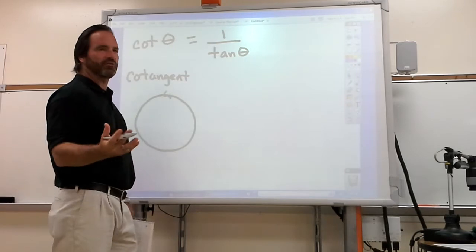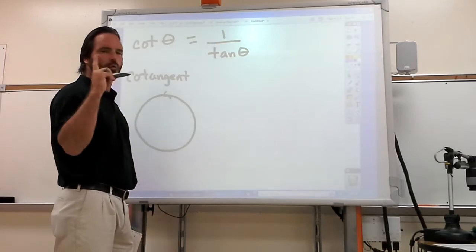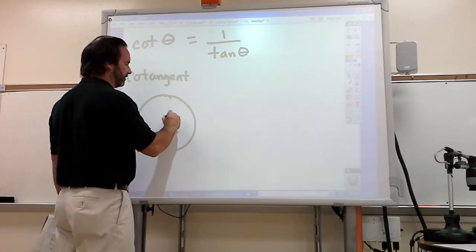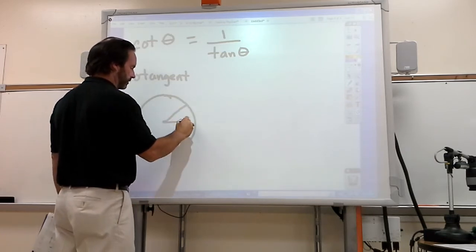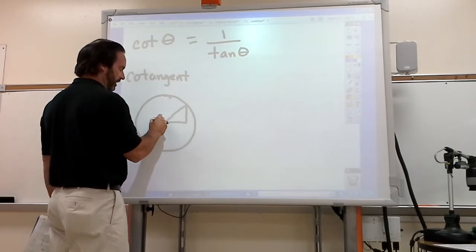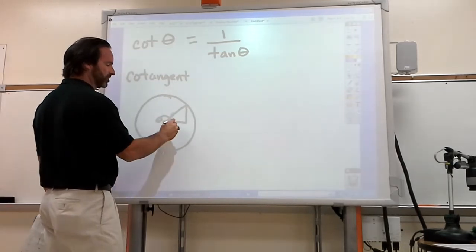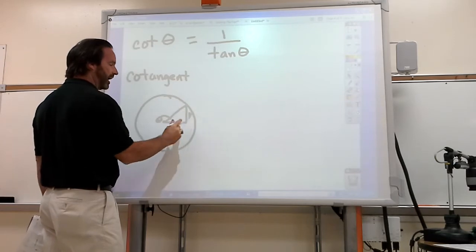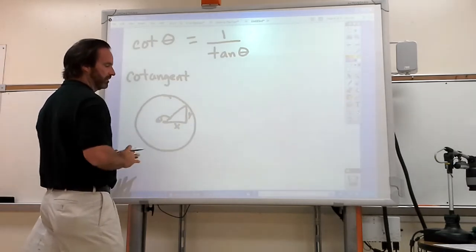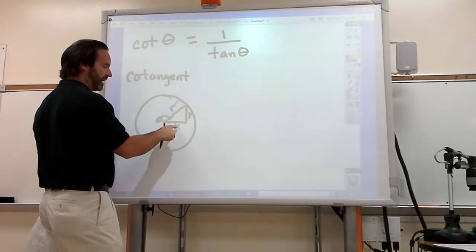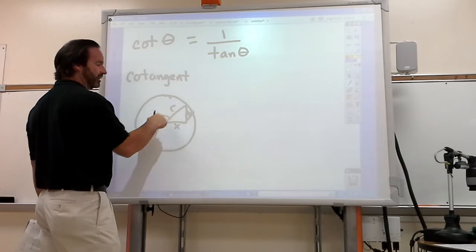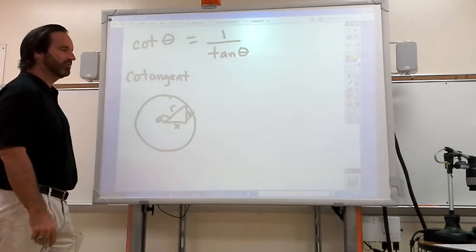Again, here's my unit circle. And a unit circle, if I didn't mention, always has a radius of 1. Okay? So here's, let's say, a triangle, and theta's right here. Okay, that's theta. Here's my x, y. Remember, this circle's center is the origin of a Cartesian graph. And here's my radius. Okay, x, y, radius.